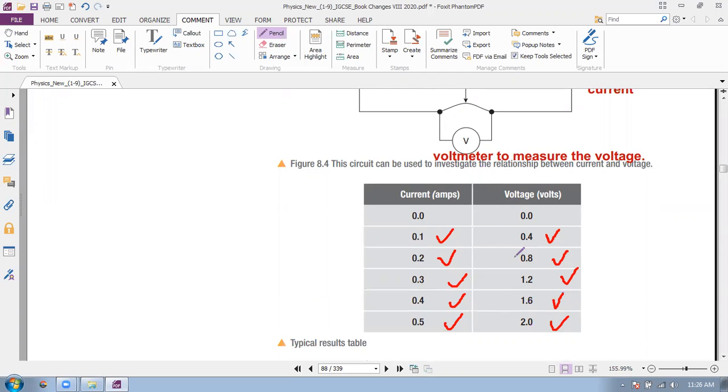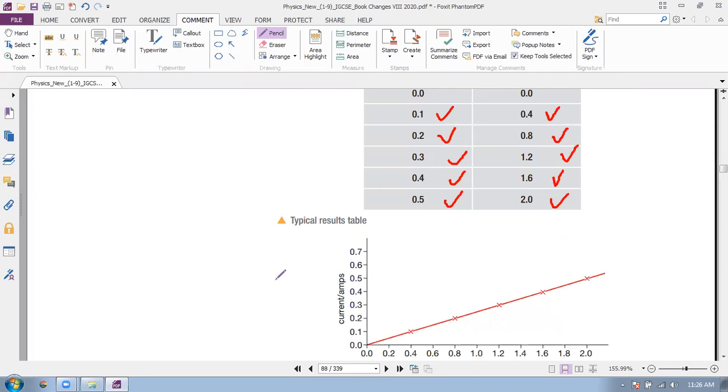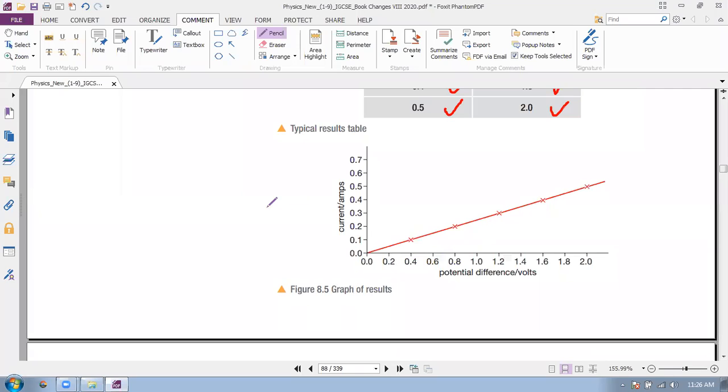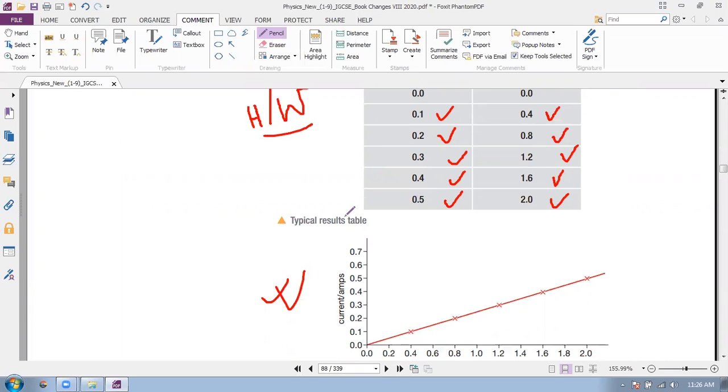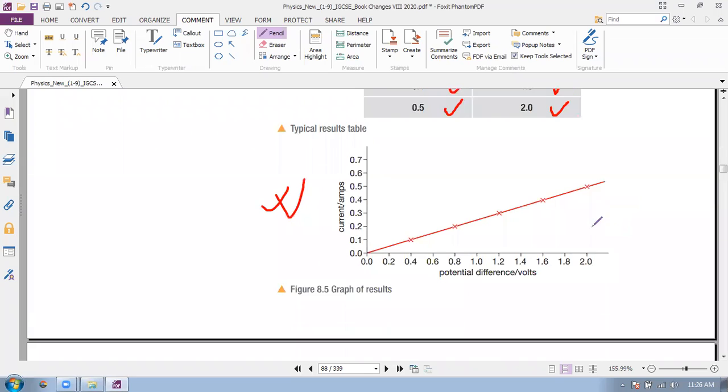Now if we plot them on graph paper, we would get an IV graph. This is called a current voltage graph or IV graph for this piece of wire. Look at this. This is the plotting on graph paper. So I request you to do this homework. Get a graph paper and put this data on it, plot it, and draw the best fit straight line.